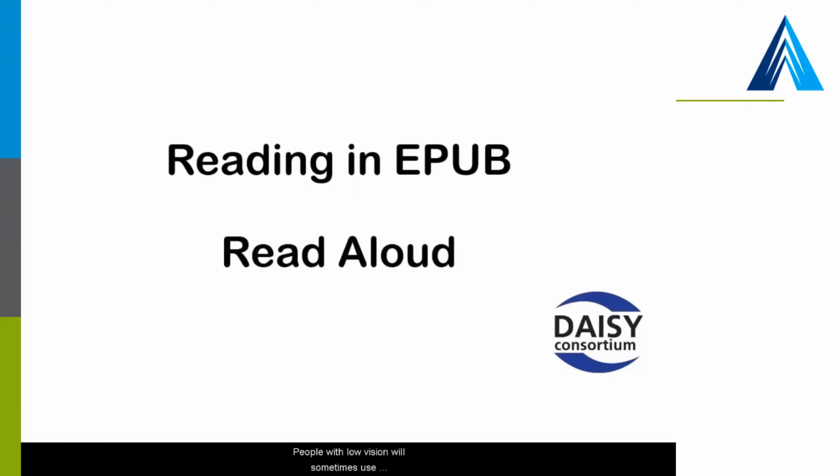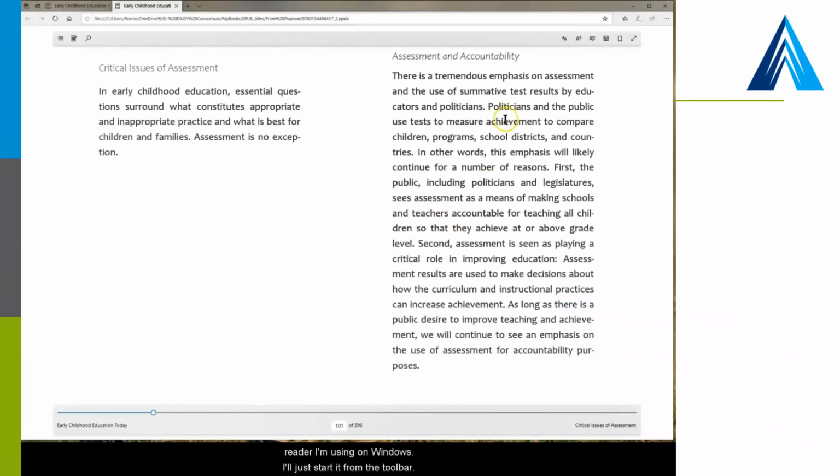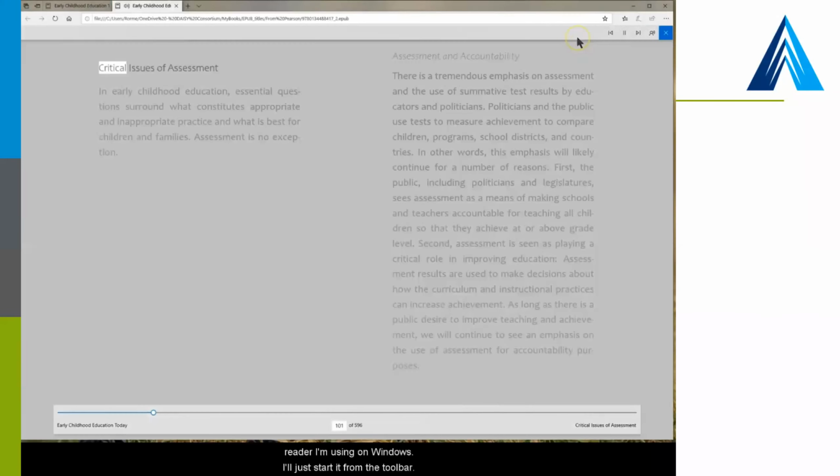People with low vision will sometimes use text-to-speech to increase their reading speed and reduce eye strain. And research shows that reading both visually and through audio is very helpful to people with specific learning differences such as dyslexia. This is often referred to as read aloud, and we can use this capability in this Epub from Pearson. It's built right into this Epub reader I'm using on Windows. I'll just start it from the toolbar.